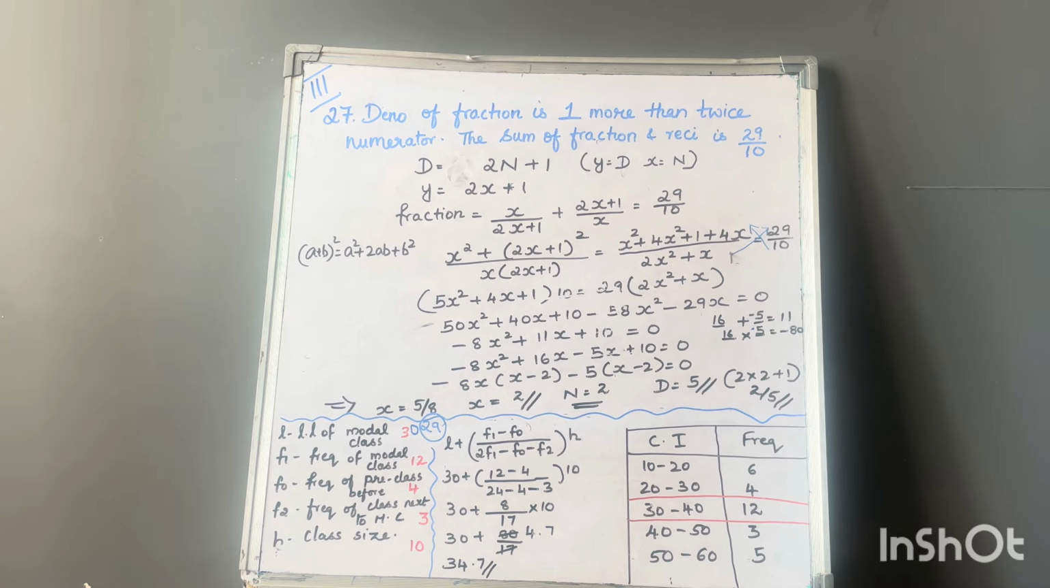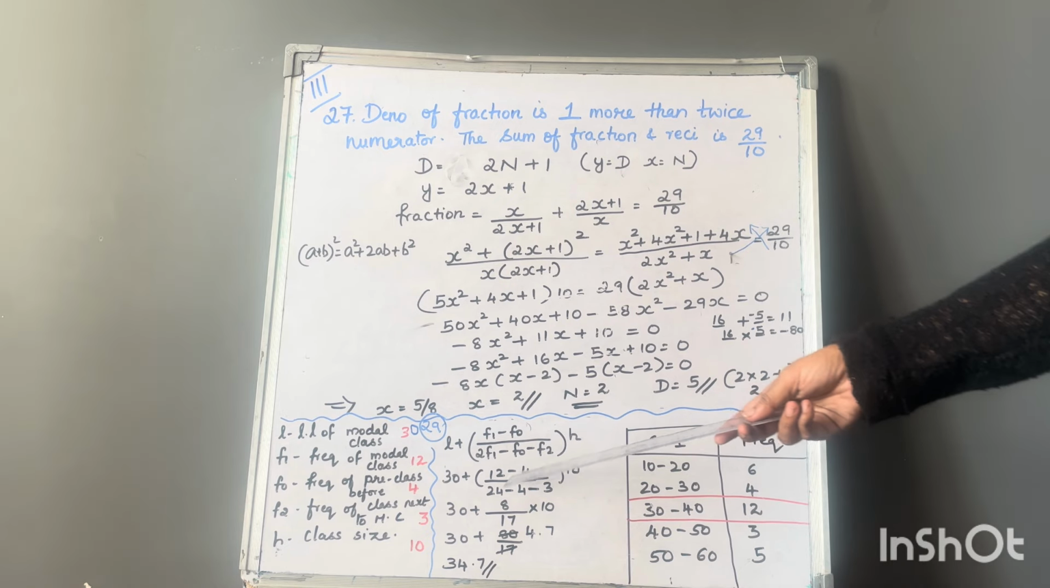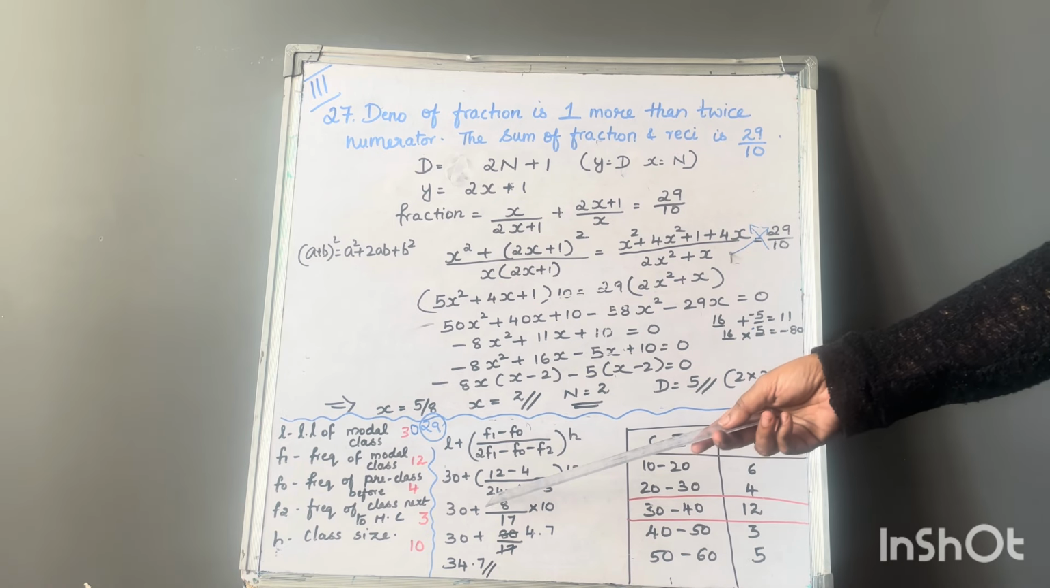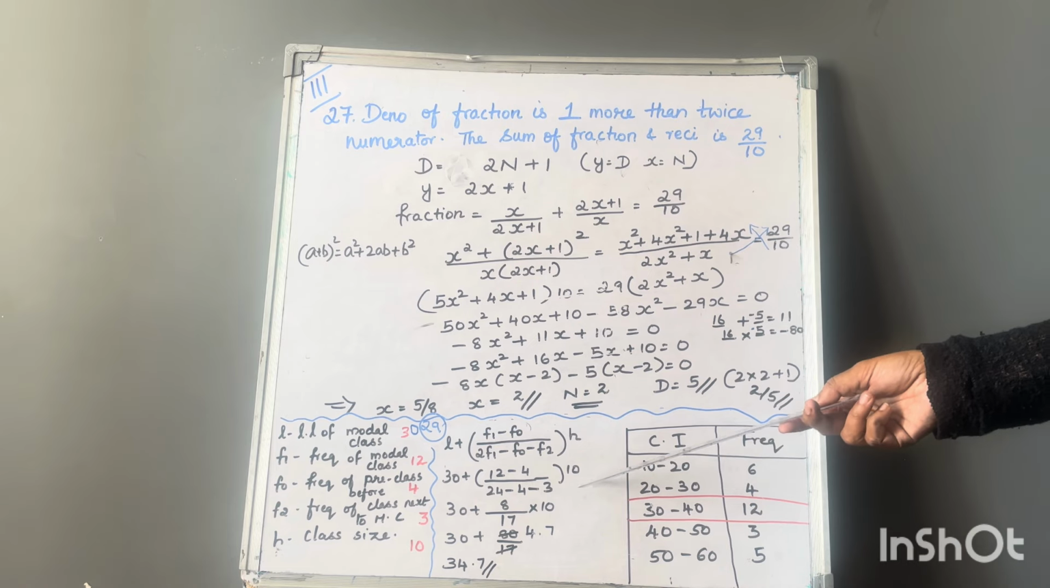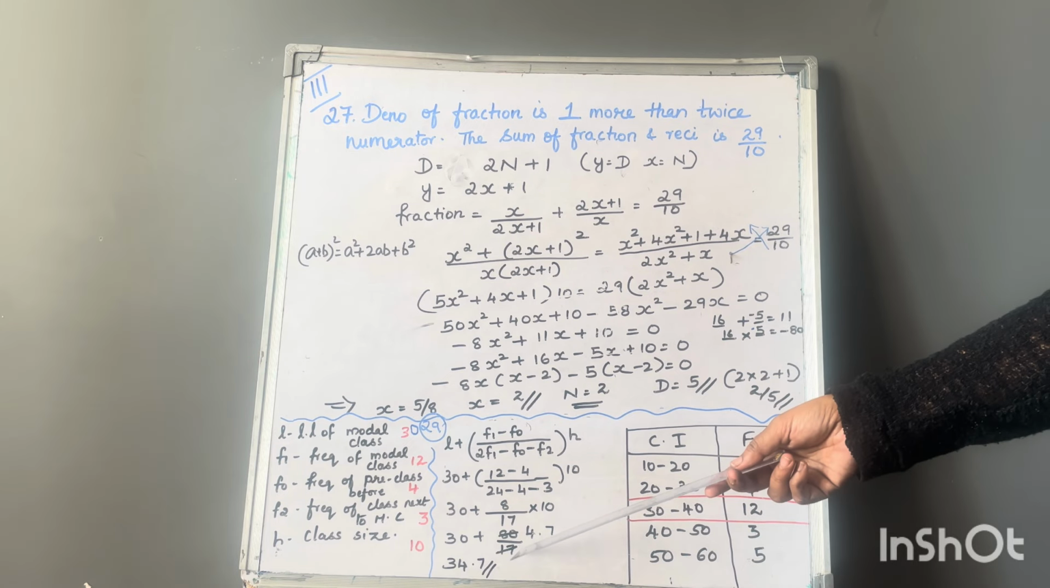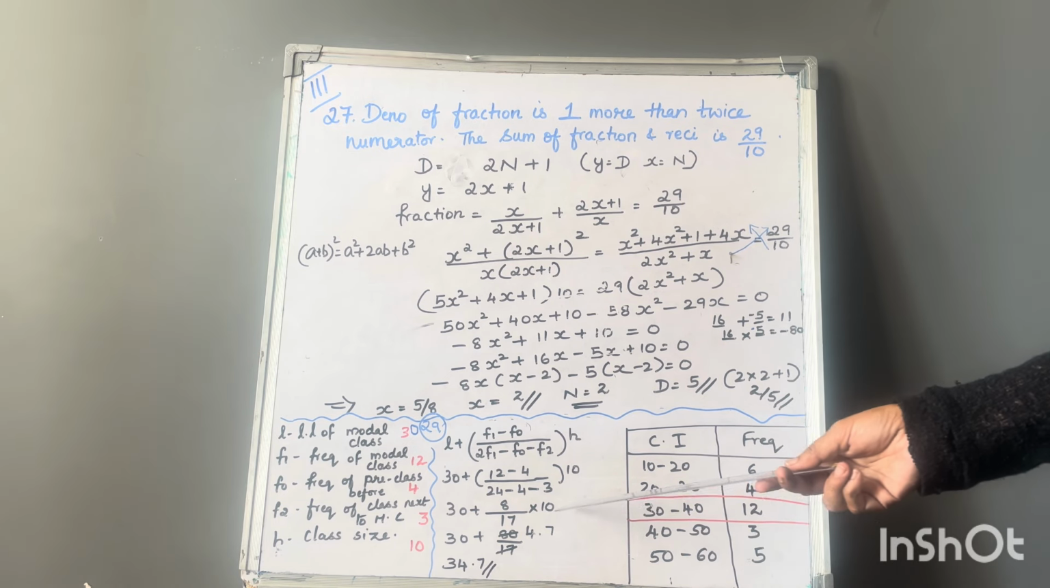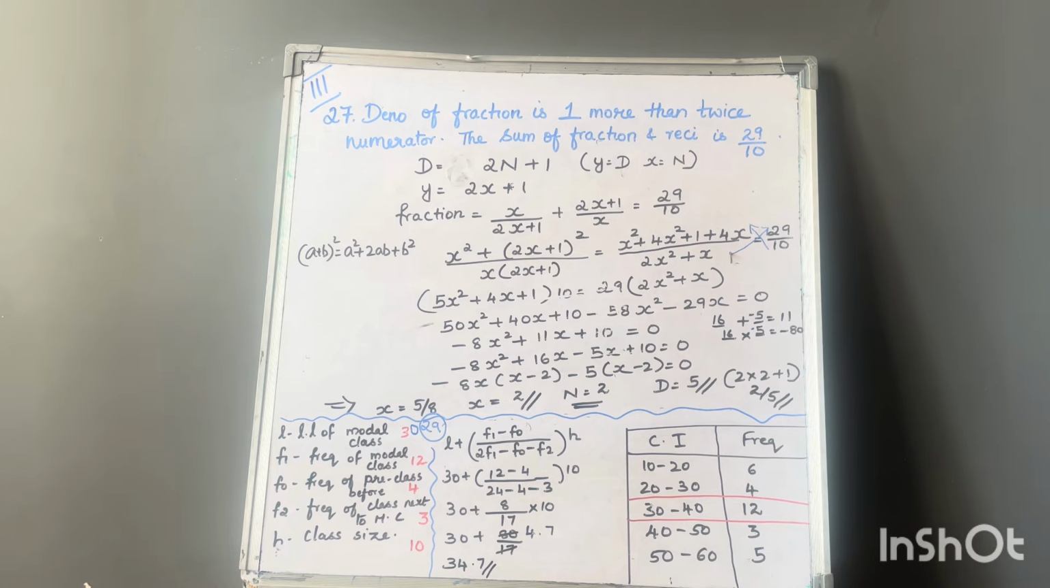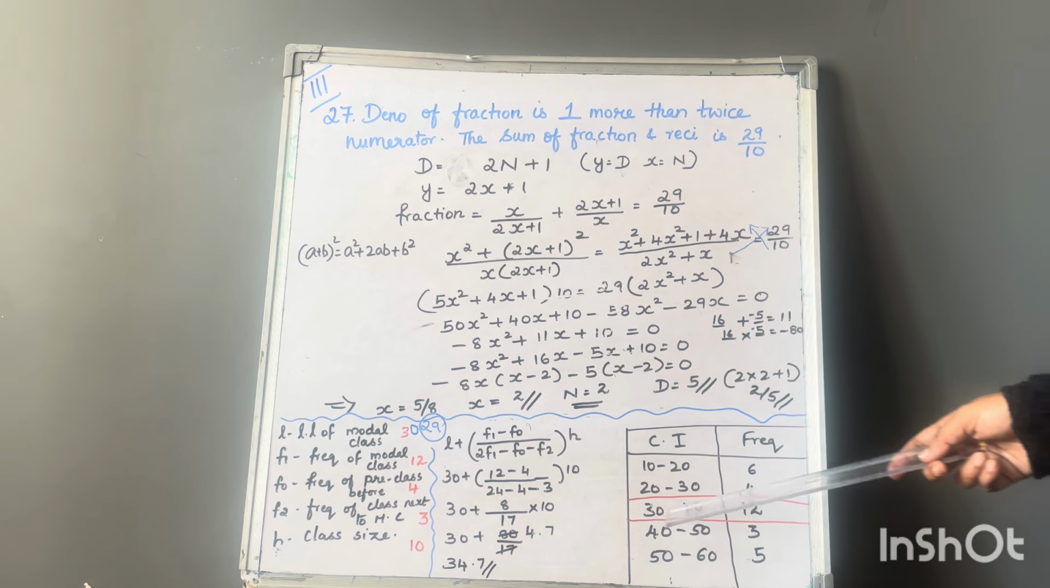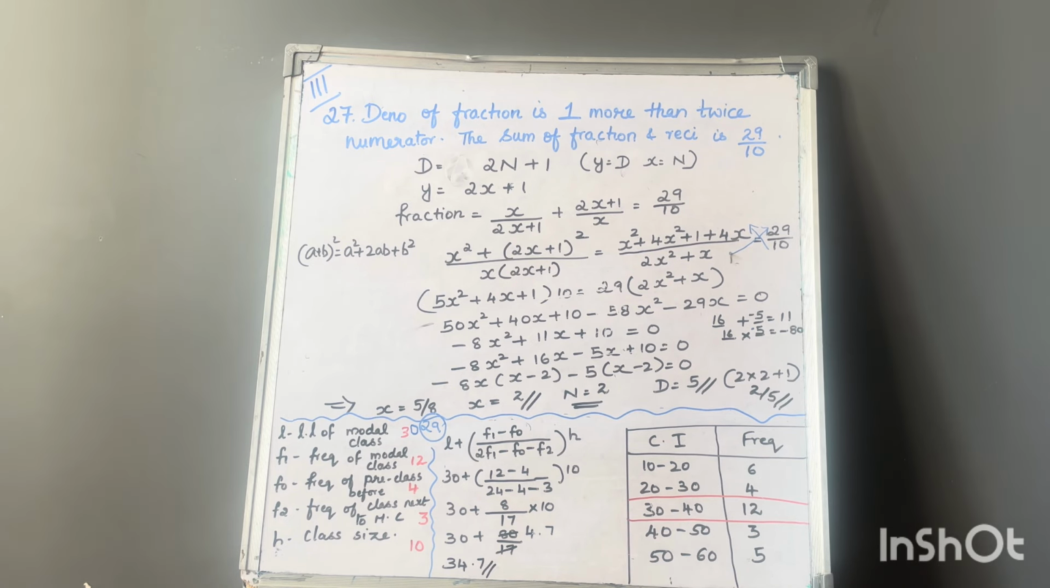So substituting the values, we get 30 plus (12 minus 4) by (24 minus 4 minus 3) into 10. That is 30 plus 80 by 17, or 4.7. So 34.7. The mode should always be in the modal class. So 34.7 lies in the 30 to 40 class, so the answer is correct.